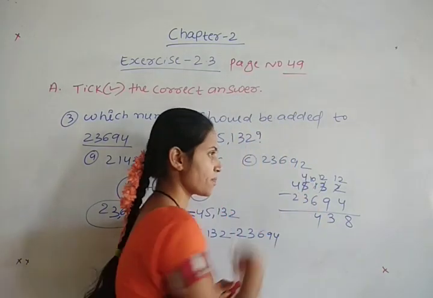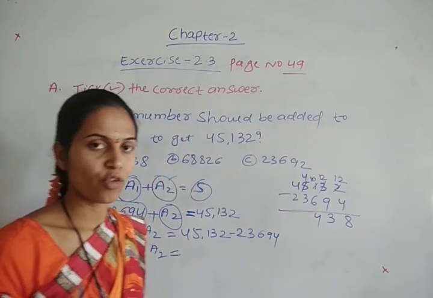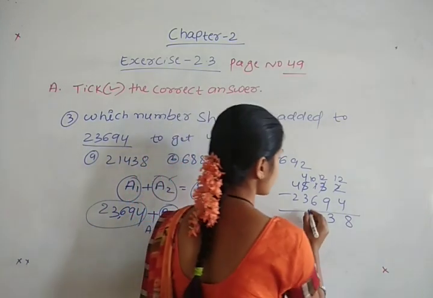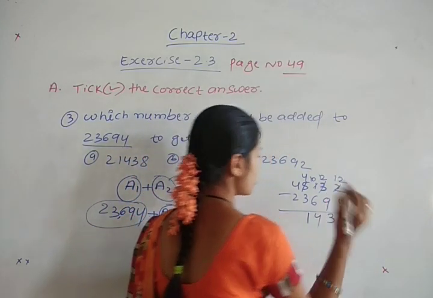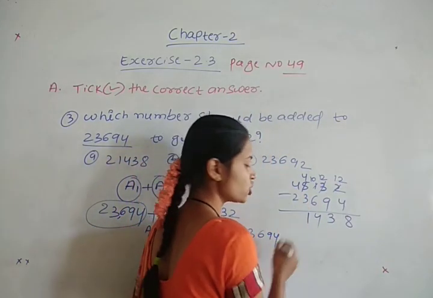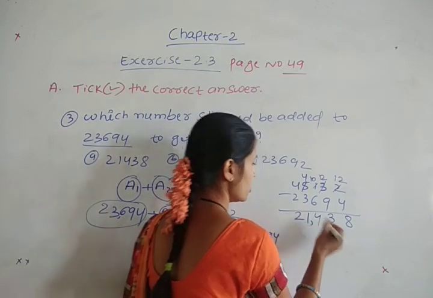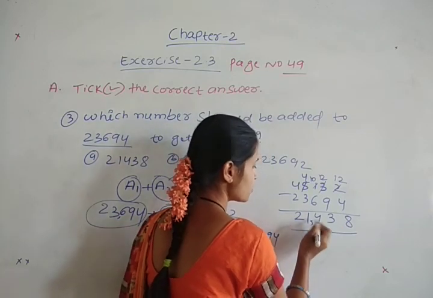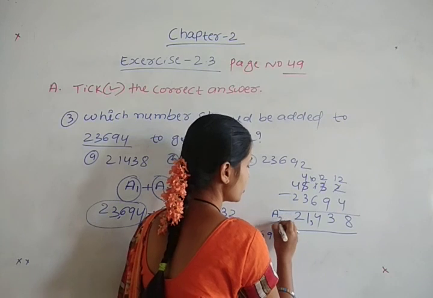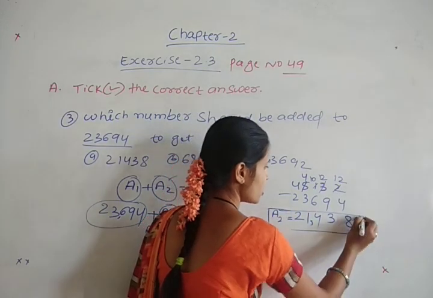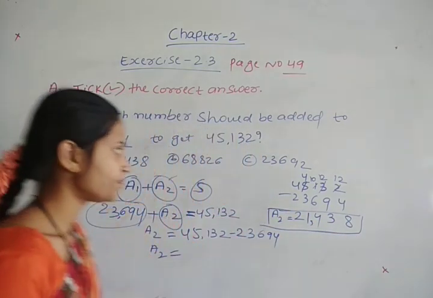Now 4 minus 3: if you subtract 3 from 4, you will get 1. Now 4 minus 2 is 2. Okay, we have got this answer. So it is a2, which means the second addend.